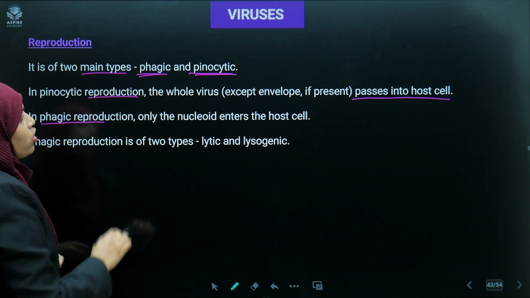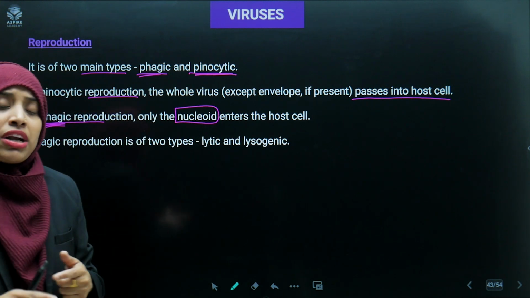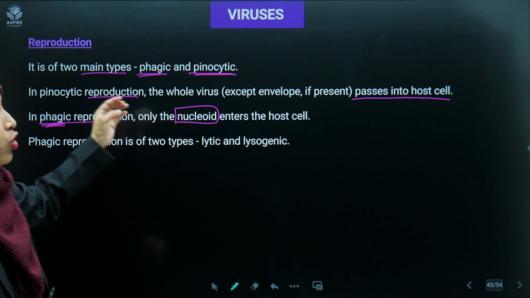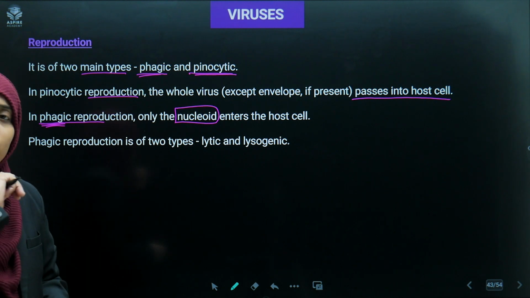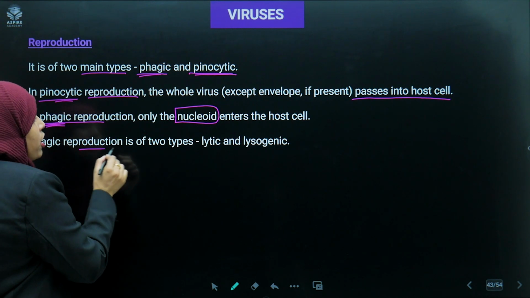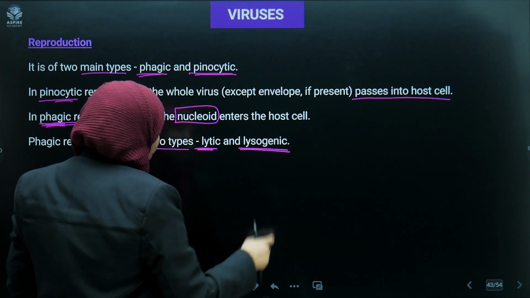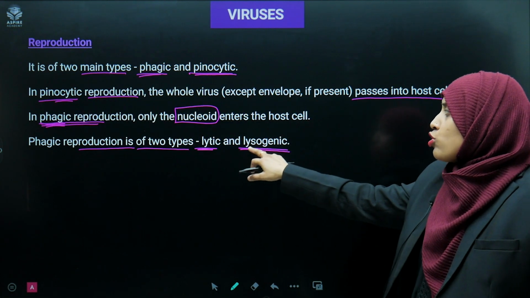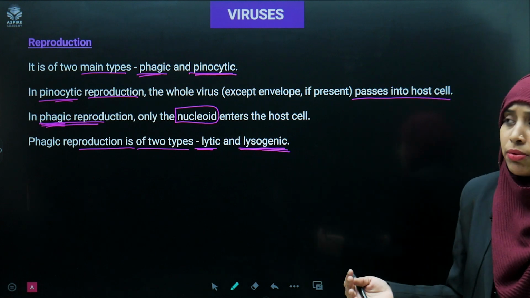Now in phagic reproduction क्या होता है? Only the nucleoid enters. Okay, so in phagic reproduction only the genetic material enters the host cell और वहां पे host cell में जाके फिर वो multiply होगा. Okay, but अगर only the envelope has been removed and उसके बाद whatever part is there जो virus का, it enters the host cell, तब उन्हें pinocytic बोलते हैं. So phagic reproduction is of two types. Again ये phagic part two types के होते हैं, either lytic or lysogenic. Okay, lytic and lysogenic. So lytic means यहाँ पे क्या हो गया, lytic मतलब degrade करने का काम करेगा. Lysogenic that means it is just helping in the multiplication.